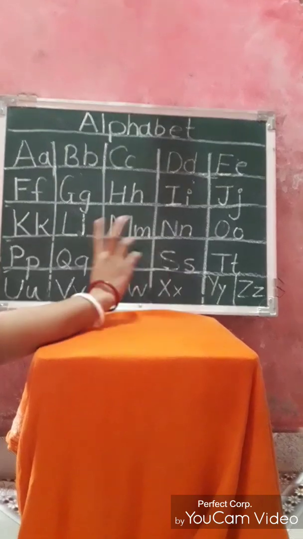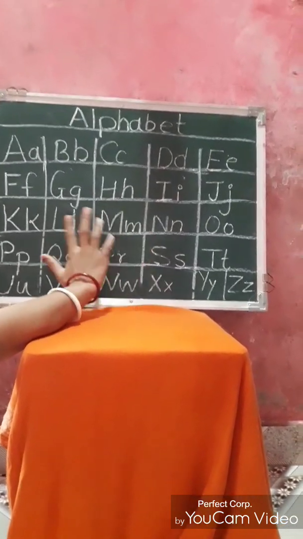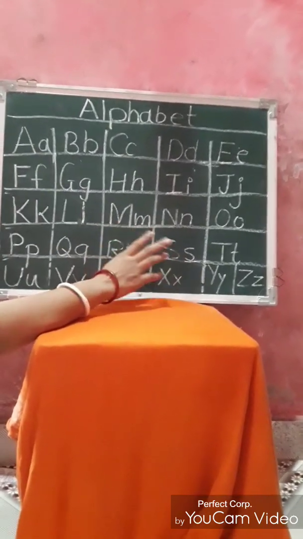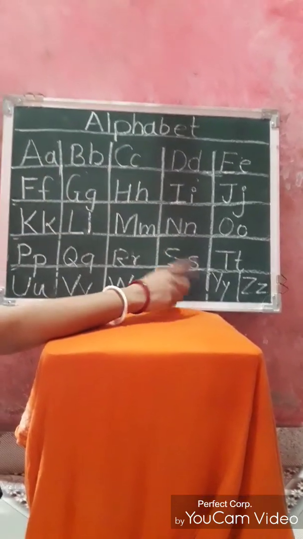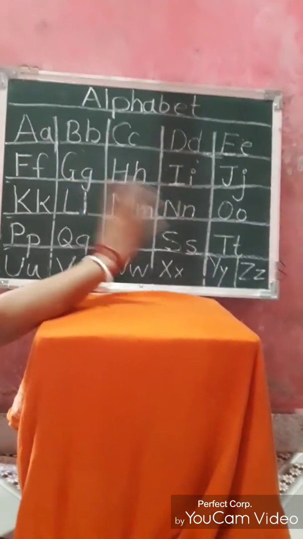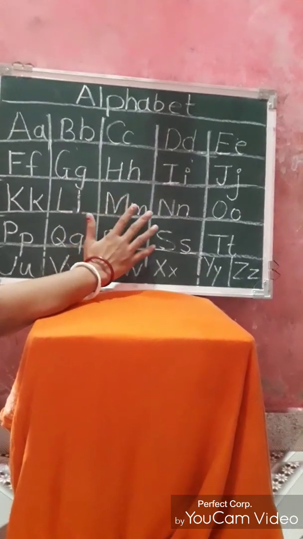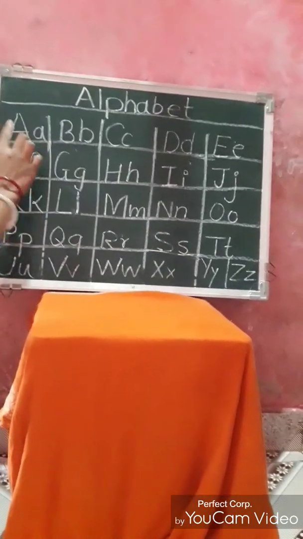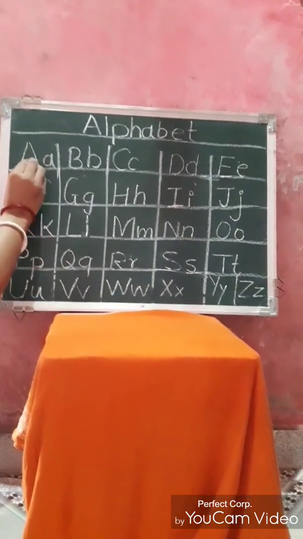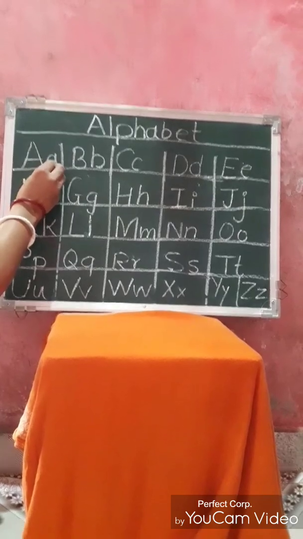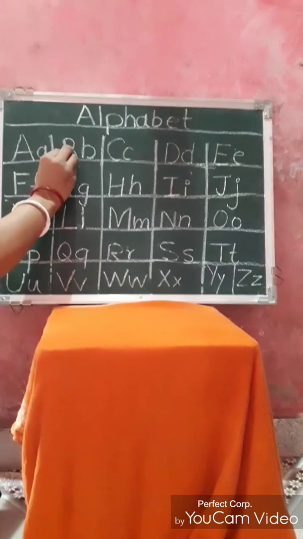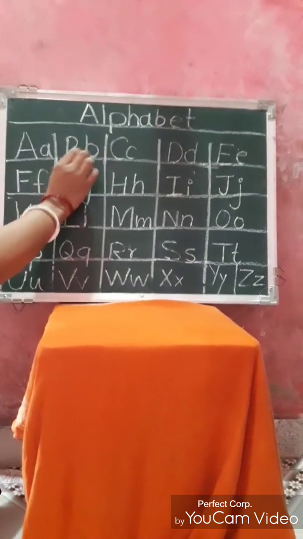So look at the board carefully. Here on the board I wrote the alphabet. Actually, the alphabet has a total of 26 letters, and these letters are written in a capital form and a small form. I wrote the capital letter as well as the small letter together. This is the capital form and that is the small form. Again, in the case of B also, I wrote the capital B and a small b together.